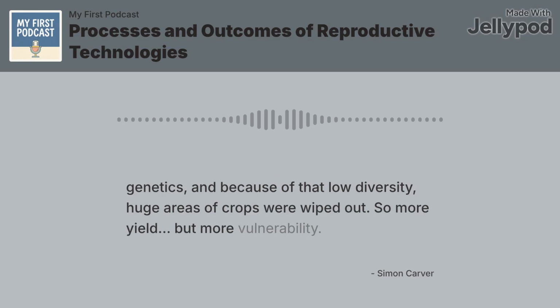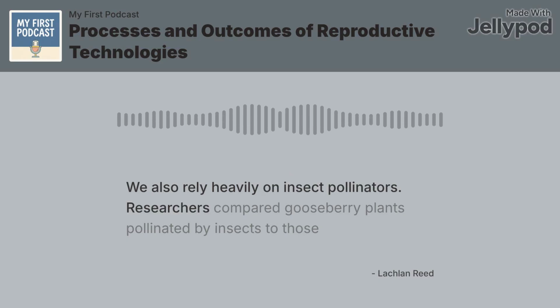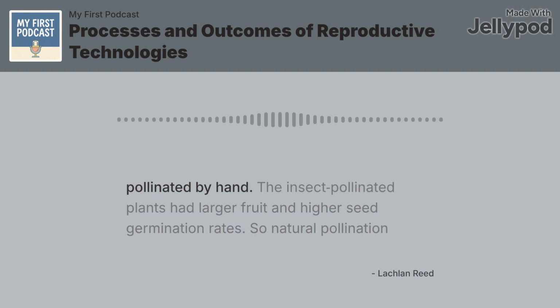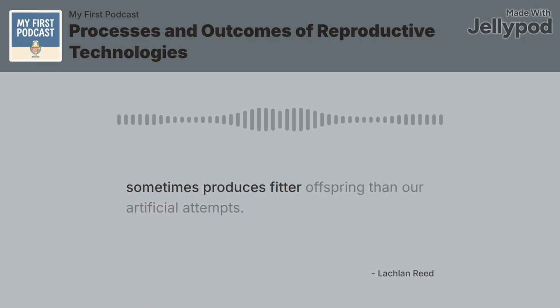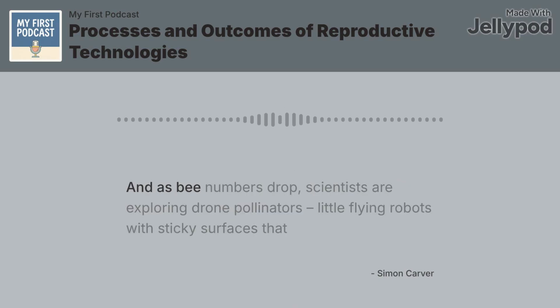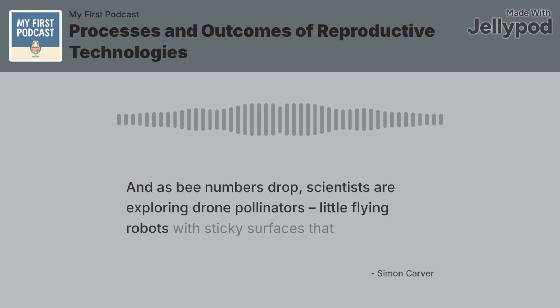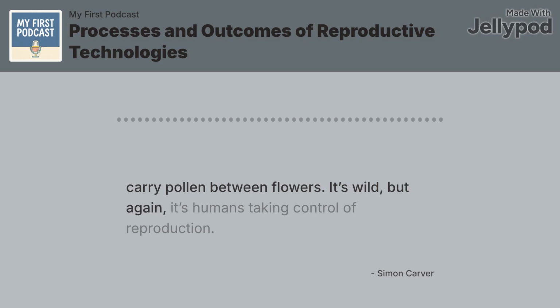We also rely heavily on insect pollinators. Researchers compared gooseberry plants pollinated by insects to those pollinated by hand. The insect-pollinated plants had larger fruit and higher seed germination rates, so natural pollination sometimes produces fitter offspring than our artificial attempts. And as bee numbers drop, scientists are exploring drone pollinators, little flying robots with sticky surfaces that carry pollen between flowers. It's wild, but again, it's humans taking control of reproduction.